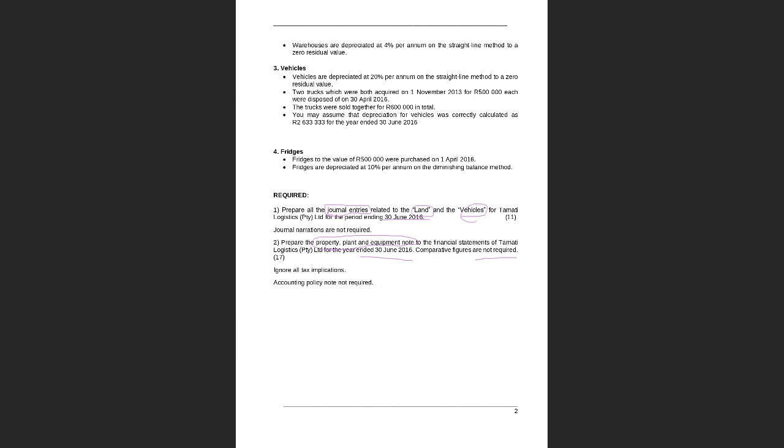Okay. So that's what we need to do. We need to firstly do the journal entries for land and for vehicle. So that's our starting point.